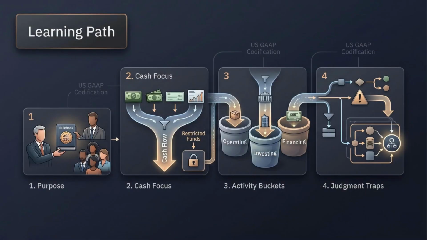Here is our learning path. First, we will understand the purpose of ASC 230 and why the statement of cash flows is so important to financial statement users. Second, we will clarify the cash focus, what enters the statement and what stays outside the body. Third, we will learn the three activity buckets: operating, investing, and financing. Fourth, we will discuss judgment traps and the predominant principle for cases where a cash flow has features of more than one category.